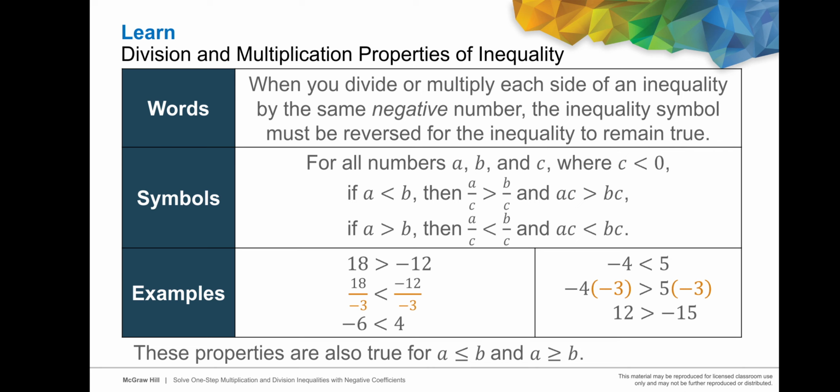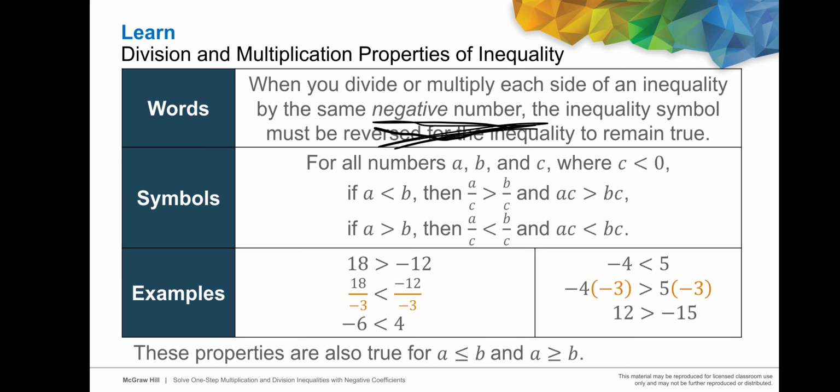Again, we will display everything and represent everything in the table. Now, when you divide or multiply each side of an inequality by the same negative number, the inequality must be reversed for the inequality to remain true. Must be reversed. What does that mean? If you multiply or divide by a negative sign, you have to flip the sign.